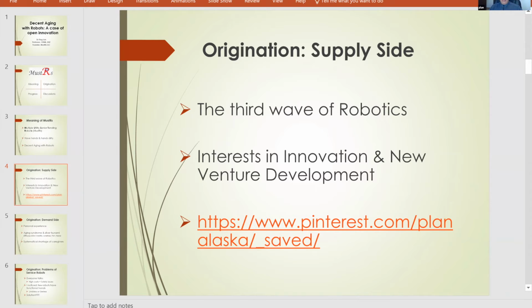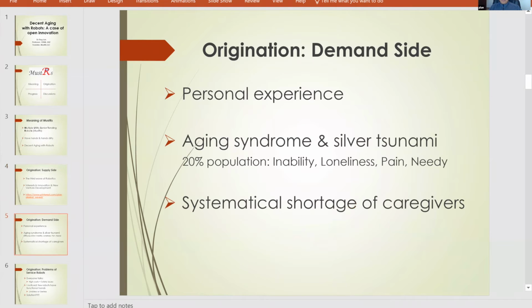I put the links in Pinterest, in a board called Robot World. If you go there, you can see more than 1,500 links about different topics on robots. So that is the supply side.